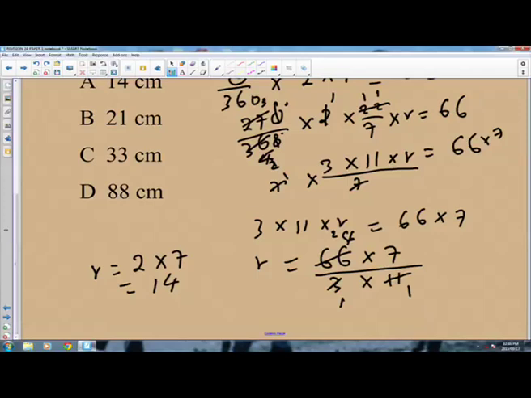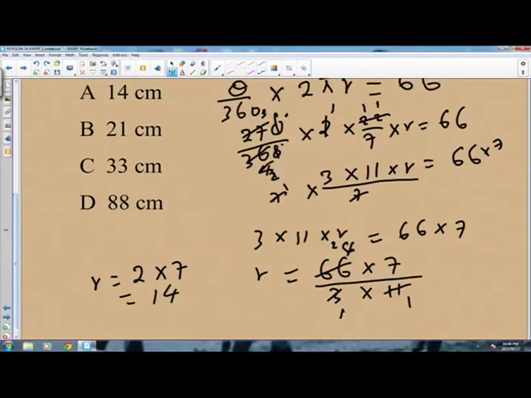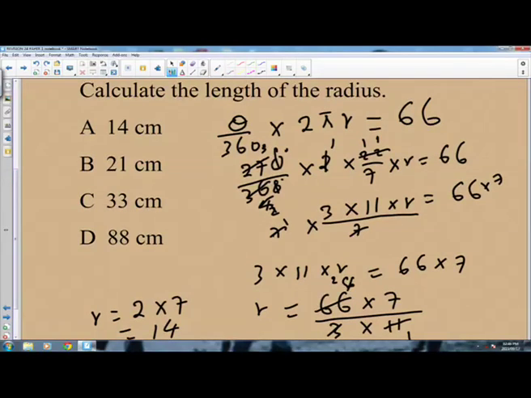This is how we answer this question. So we check, do we have 14 in our alternatives? A is 14, B of course is 21, C 33, and then D 88. So the answer to this question, upon calculating the radius, we found that the radius is 14. So we'll circle the letter A to indicate that we have answered this question.